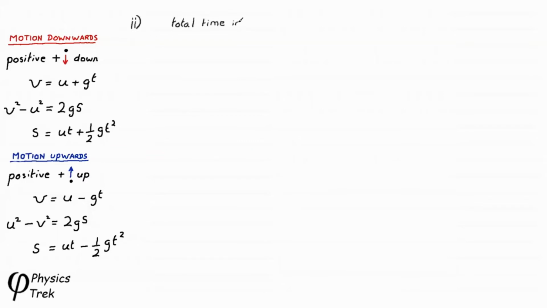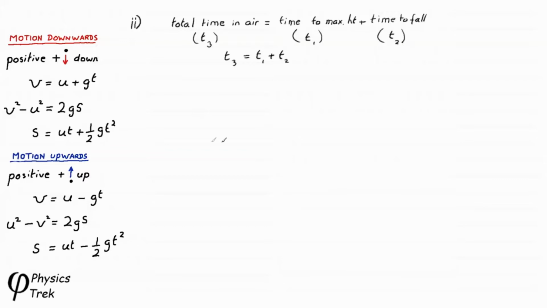Now, the total time in air of the object is t3, and that's equal to the time to maximum height, t1, plus the time to fall to ground, which is t2. So t3 is equal to t1 plus t2. Before we go any further, I think we need to remind ourselves of the distances involved.